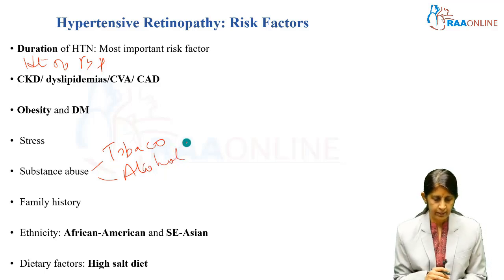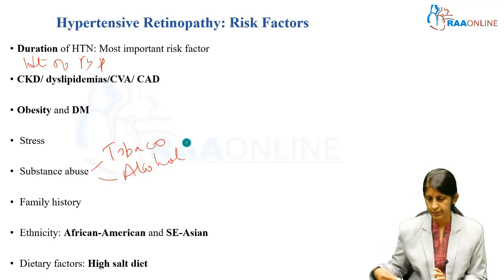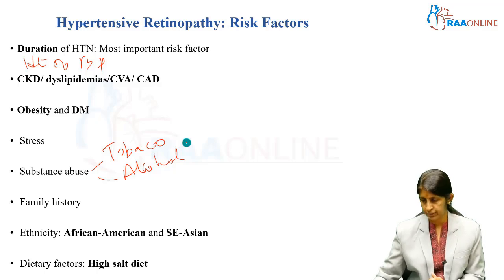Family history and ethnicity: people of African American and Southeast Asian races are more prone to hypertensive crisis, and a high salt diet. These are the commonest causes of hypertensive retinopathy, which serve as the risk factors for the disease.